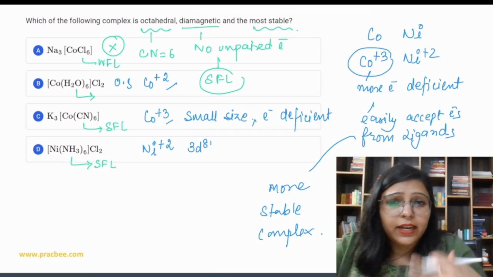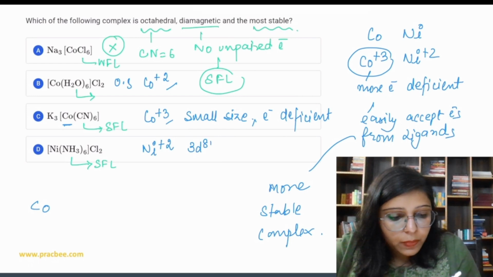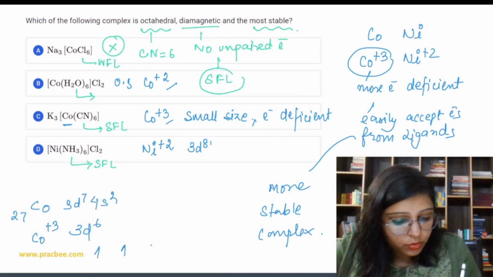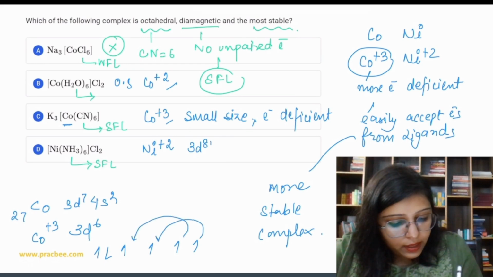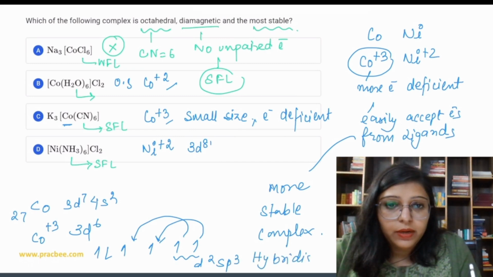Or one more thing, let's check for nickel in that way. Cobalt is 27, which is 3d7 4s2. Now cobalt 3+ is going to be 3d6. So we write 1, 2, 3, 4, 5, 6. Now what happens in the presence of CN? Pairing happens and we have d2sp3 hybridization.